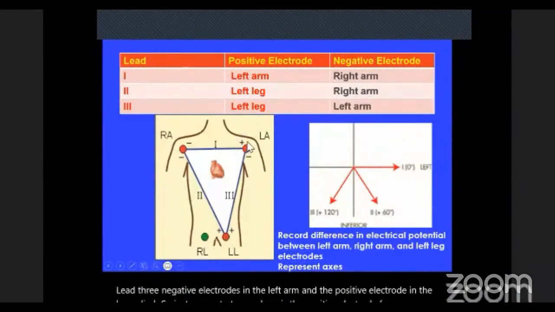The positive electrode for lead 1 is the left arm. So if something moves towards this part, it will be positive. Moving away from this part will be negative. Leads 2 and 3 we call inferior leads, because they are looking at the inferior surface of the heart.